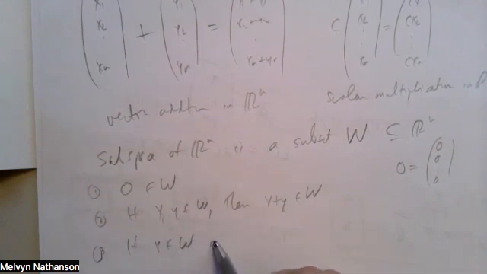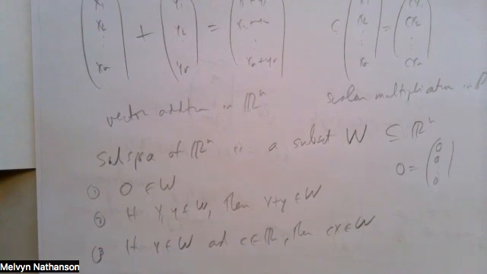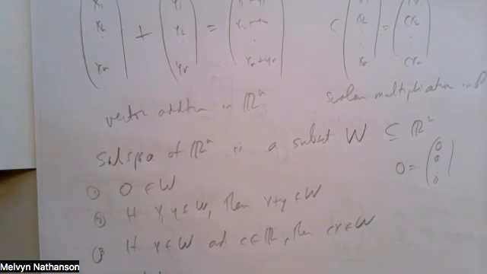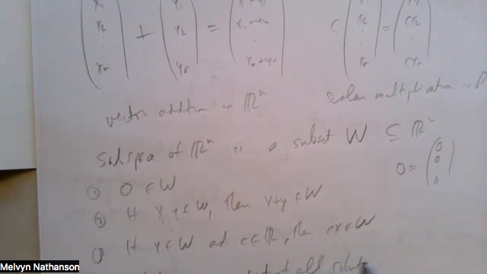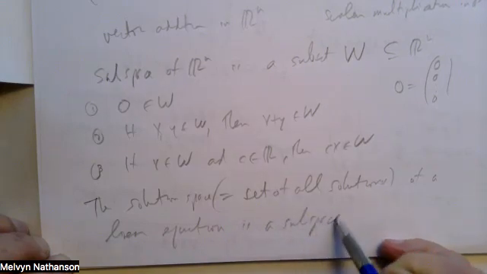And if x is a vector in W and c is a scalar, a real number, then c times x is in W. So a subspace is a set of vectors containing 0 that's closed under vector addition and scalar multiplication, and the solution space, which means the set of all solutions of a linear equation, is a subspace. Okay.